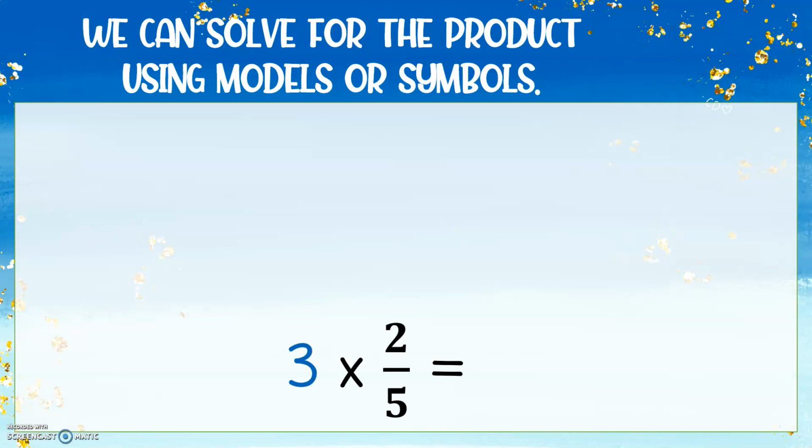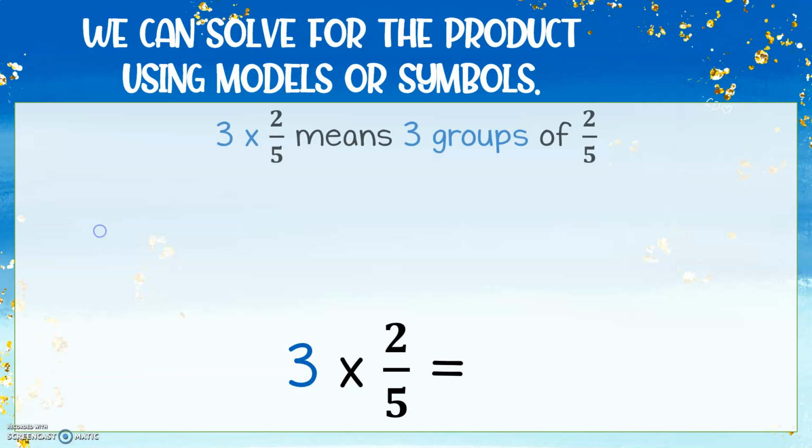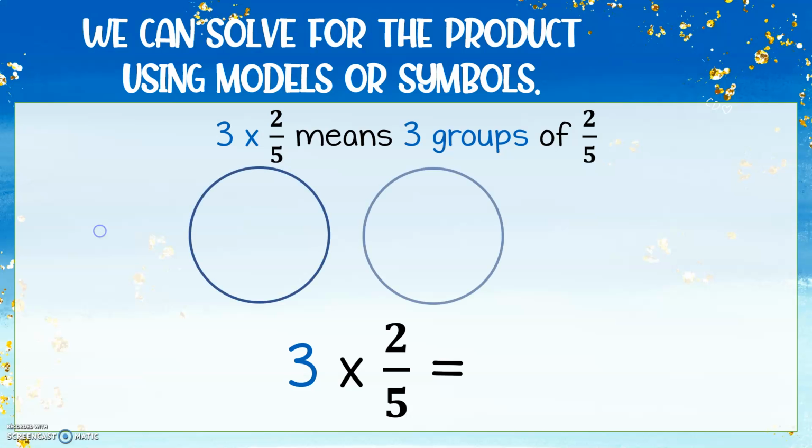So we're going to look at the equation of 3 times 2/5. And we know that we can write "groups of" instead of the multiplication sign. So 3 times 2/5 also means 3 groups of 2/5. So I'm going to start using a model. So I'm going to make my 3 equal groups.